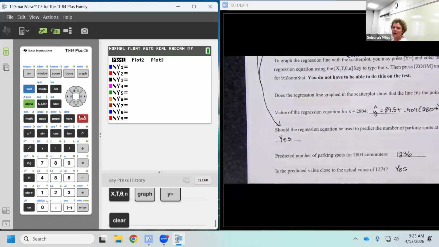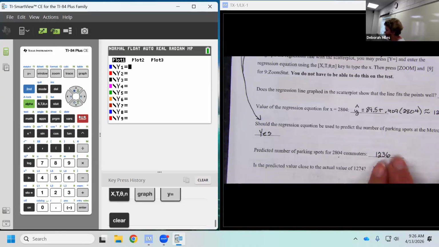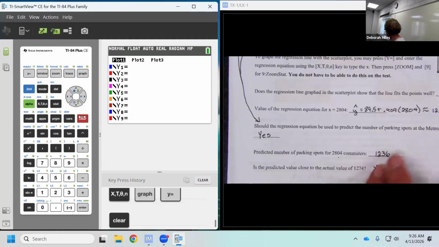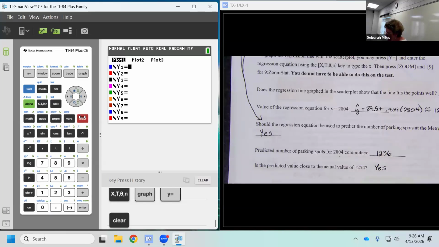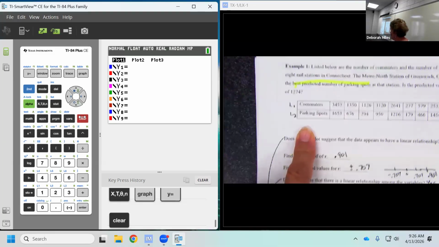Maybe this is used by city planning or transit planning to prioritize which rail stations need more parking spots, the one that is farthest away from the predicted value. All right, that was an example where there was a strong linear relationship between our variables, so we used the regression equation to make a prediction.